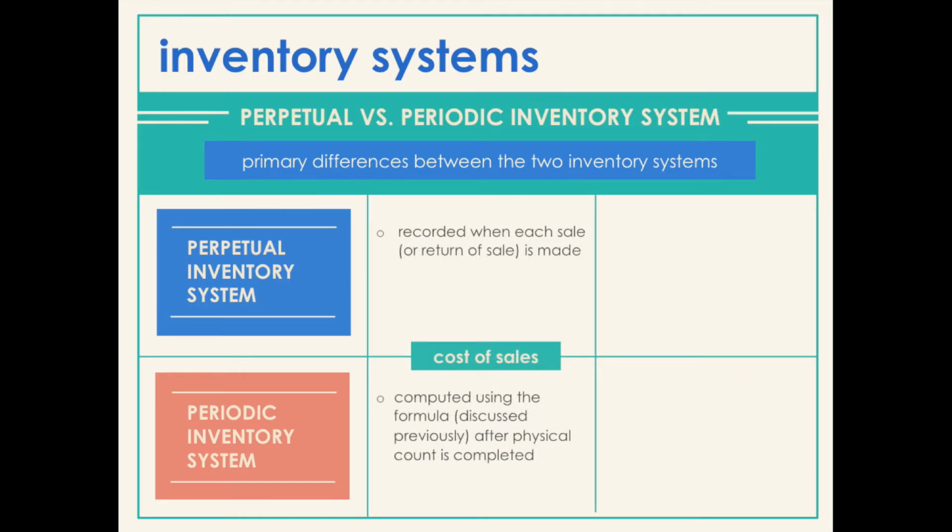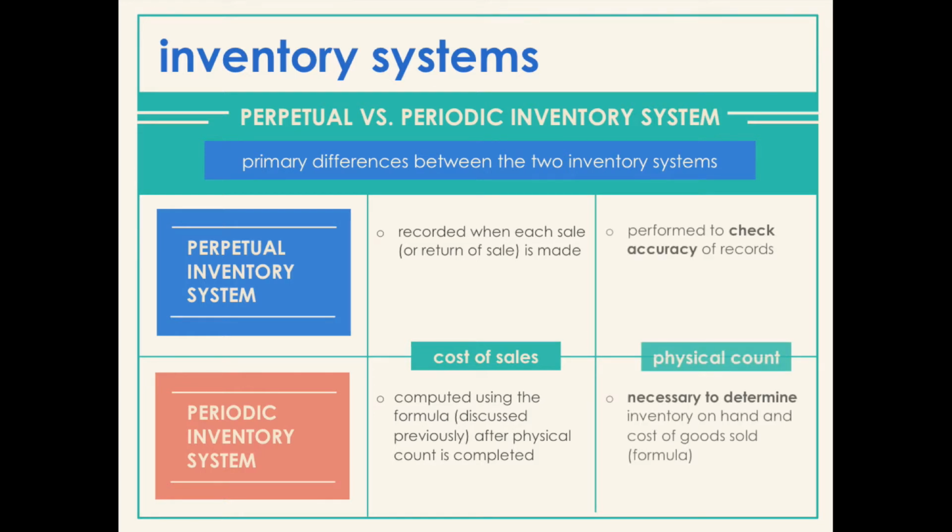Since the cost of goods sold account is updated for every sale and sales return under the perpetual system, we don't need to use the formula to compute for cost of goods sold to determine the total amount of cost of sales for the period. The information would be readily available in the company's books at any time. As we also mentioned earlier, the periodic system does not make use of the cost of goods sold account. Instead, the total amount of cost of sales is computed using the formula we discussed earlier at the end of the period after the physical count is completed.